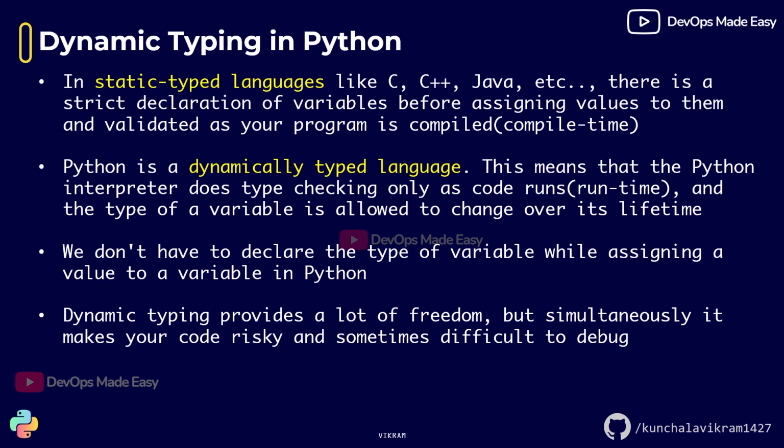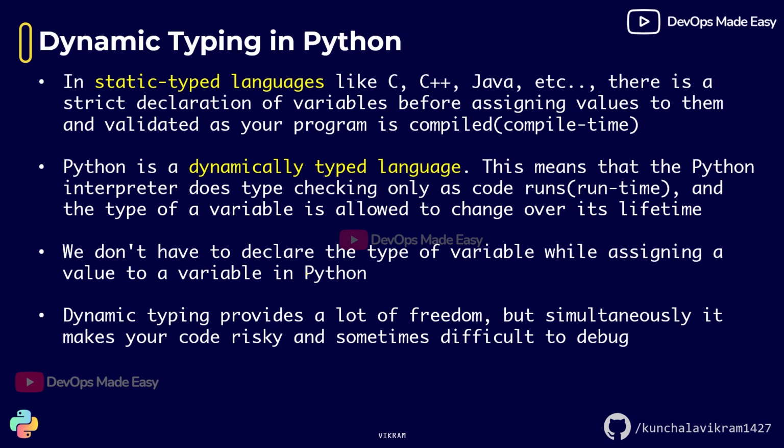Now, what is dynamic typing in Python? We have come across many programming languages like C, C++, Java, etc., which are basically statically typed languages. So what are statically typed languages? In statically typed languages, we need to declare the type of the variable before assigning values to them. Otherwise, they will lead to compilation errors or compile-time errors.